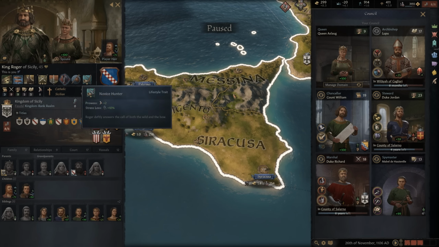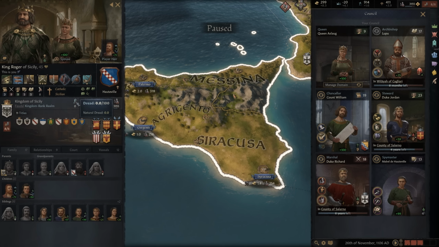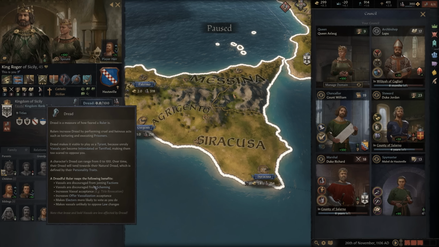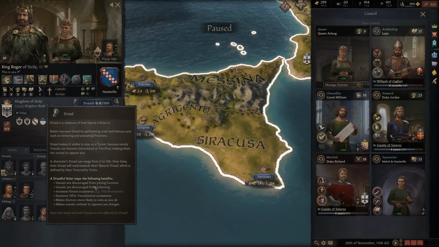And lastly, you also have dread. Now I have 0 dread, but if I hover over this, you can see that vassals are discouraged from joining factions, and vassals are discouraged from scheming, so dread can help you out in some way in maintaining your domains. Now, let's jump over to how to increase those domains.